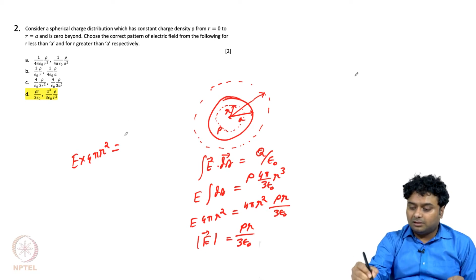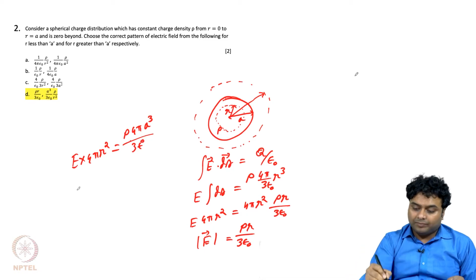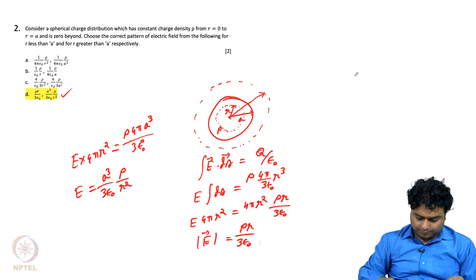So it will become rho into 4 pi a cube divided by 3 epsilon naught. Then the 4 pi will get cancelled, and E will be a cube by 3 epsilon naught into rho by r square. So this is the correct option.